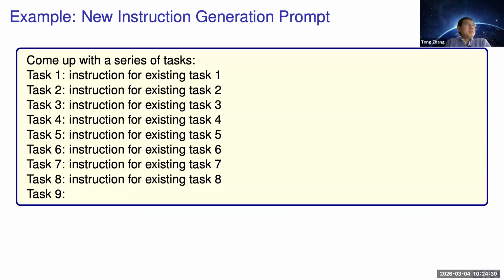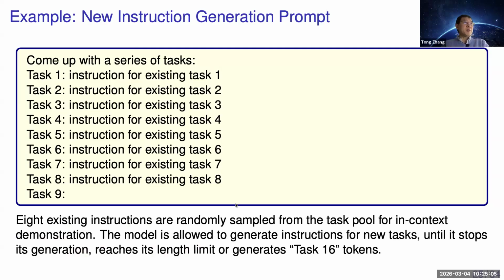Here is the prompt of what you do. We might give a homework on this, because this is pretty interesting homework. So one homework, you just go through this data generation method. Come up with a series of tasks: instruction for existing task 1, instruction for existing task 2, instruction for existing task 3, and so on, right? And then this one is given. This is a random sample. You use this as in-context examples. Then you ask the LLM to continue.